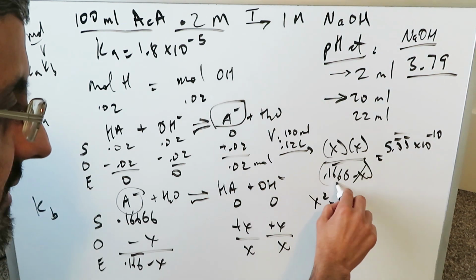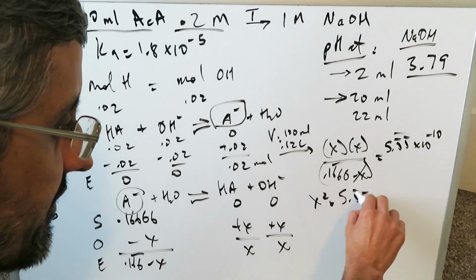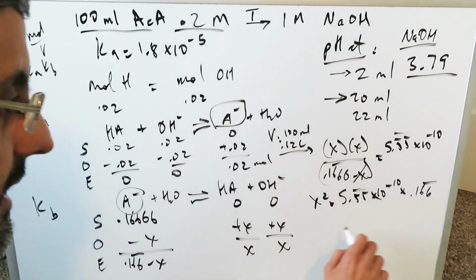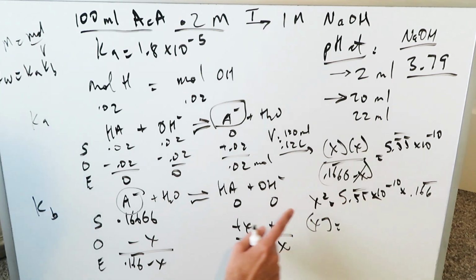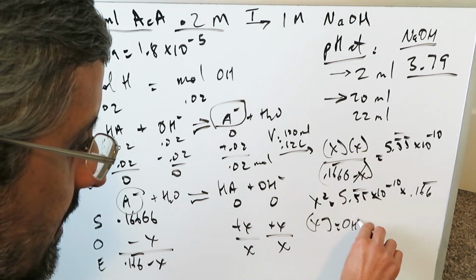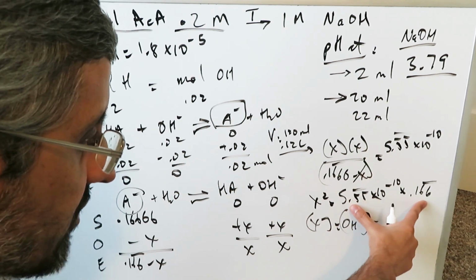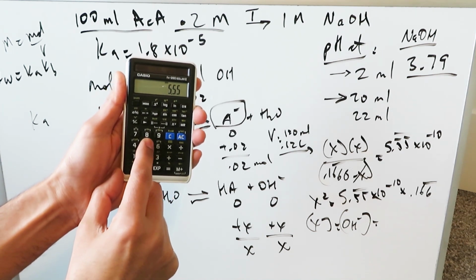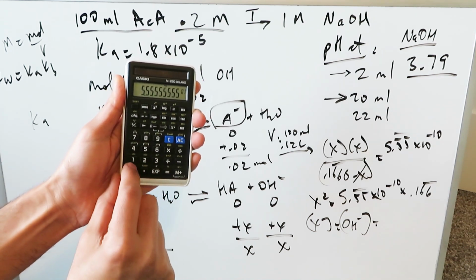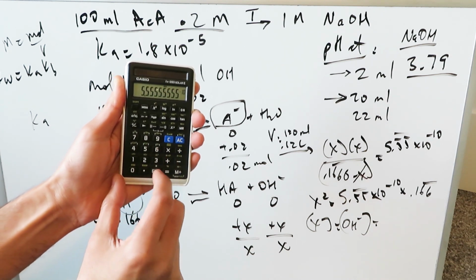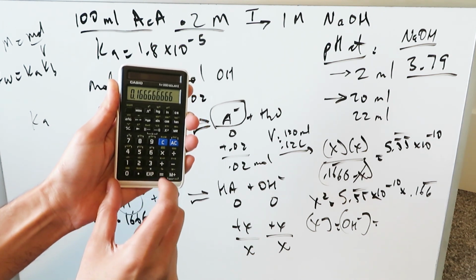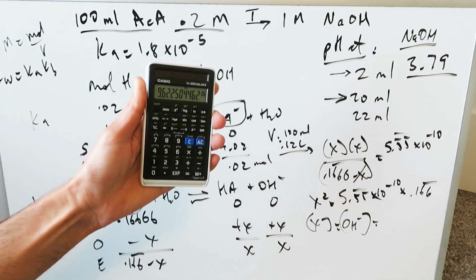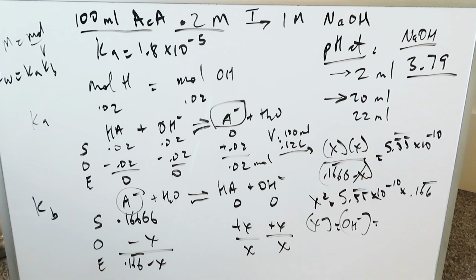X squared is equal to this times that. 5.55 repeating times 10 to the minus 10 times 0.166 repeating. X here, the concentration, will be equal to your hydroxide ion concentration, which will be equal to this product and its square root because it's squared. I have 5.555 times 10 to the minus 10, I'm going to multiply that by 0.16666 as you know, and I'm going to do the square root of this, which is 9.622 times 10 to the minus 6. That's your hydroxide ion concentration.